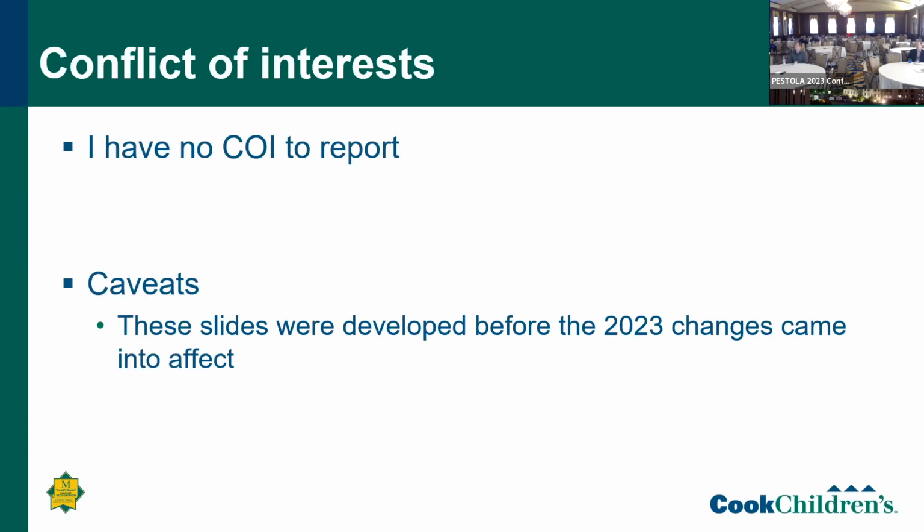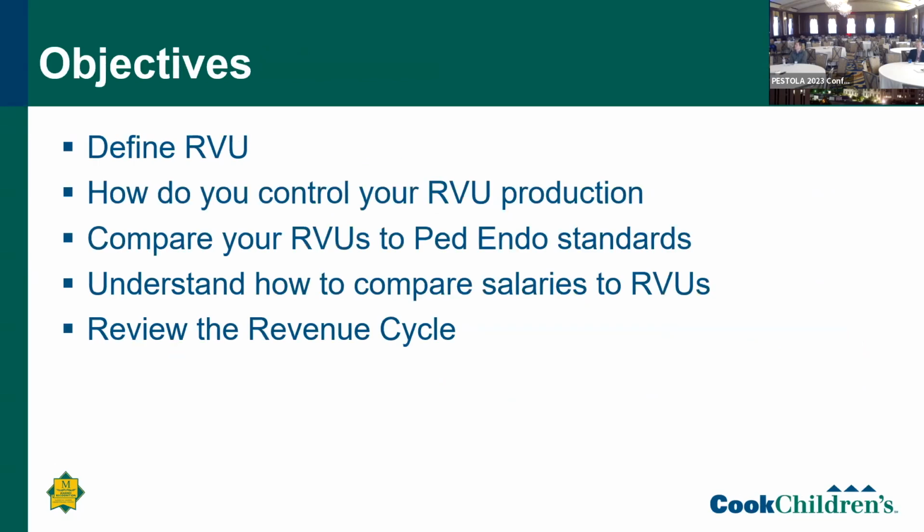I have no conflicts of interest to report, and the only caveat I would make is that I developed these slides before the very recent January the 1st, 2023 changes in RVUs came into effect, but I don't think it really matters very much. So what I'm going to do today is basically define an RVU, talk a little bit about how you control your own RVU production, compare our own RVUs to pediatric endocrine standards, and think a little bit about how we compare salaries to RVU production, and talk a tiny bit about the revenue cycle.